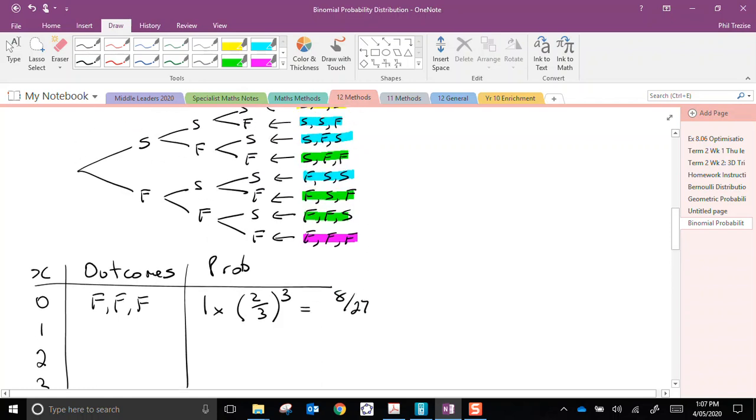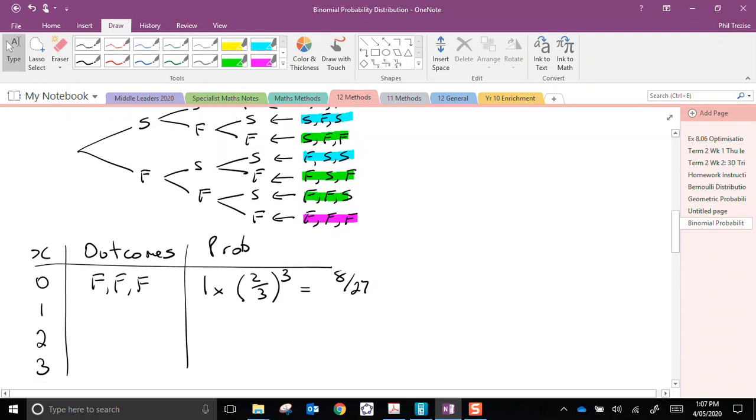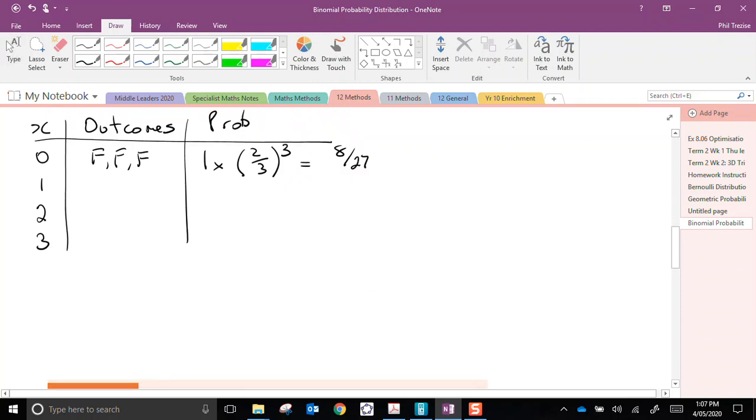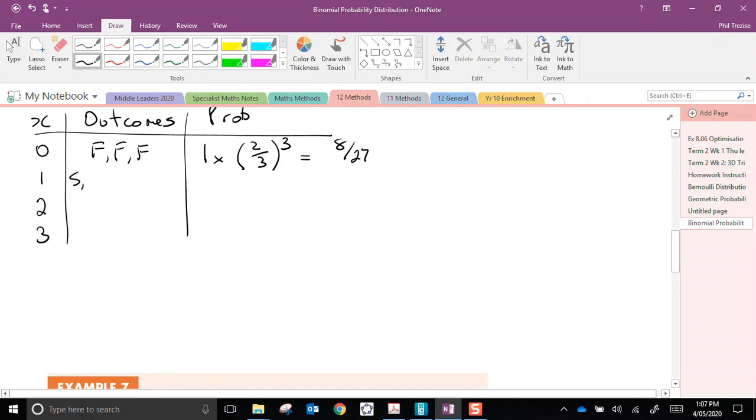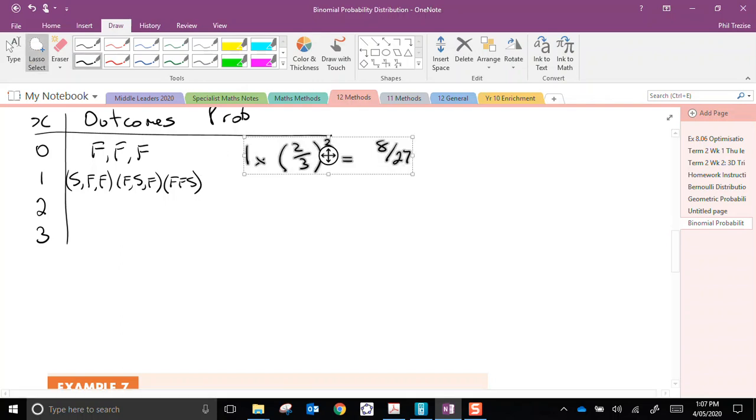Now what about 1 success? 1 success are the green ones. So I could have success, fail, fail. I could have fail, success, fail. I haven't left myself enough room here. I can fix that. And we could have the success, 2 fails, and then a success. Let's just move that across a little bit so I don't get totally stuck there.